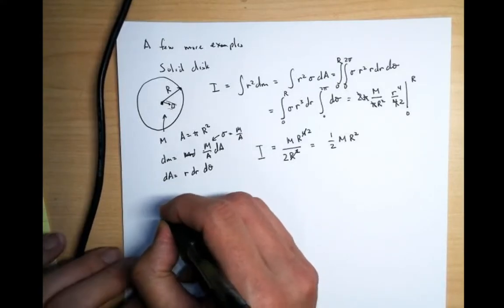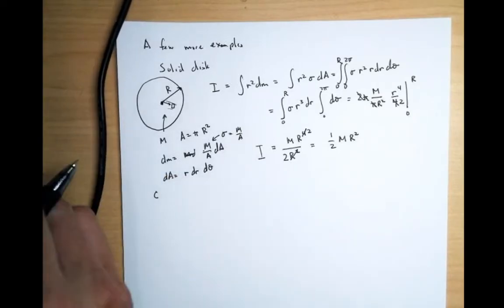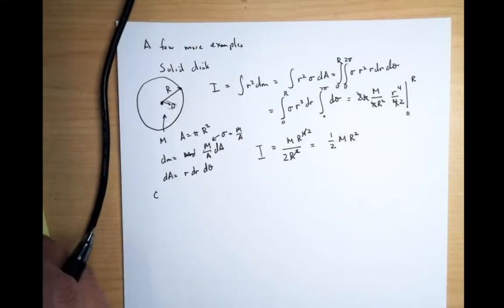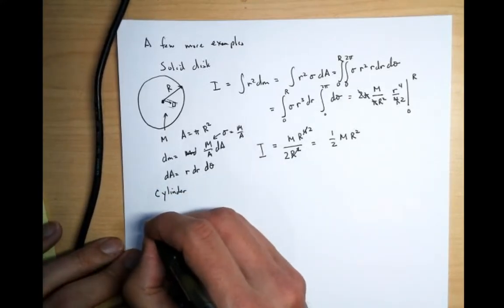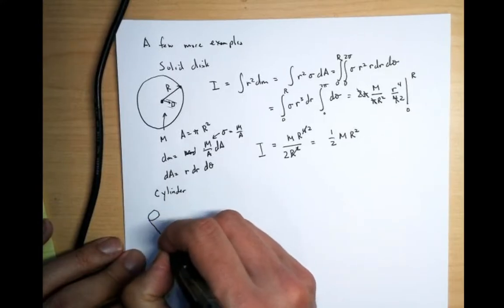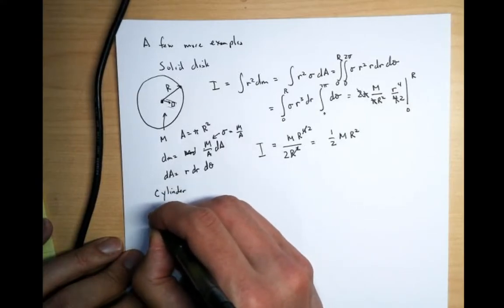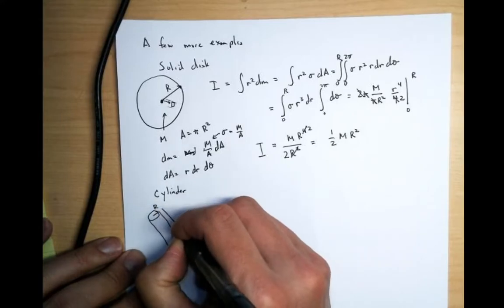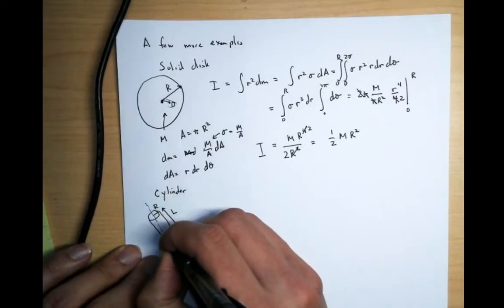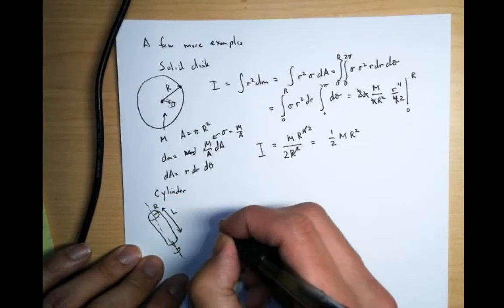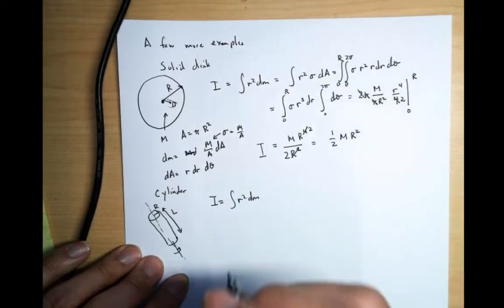Now let's try another one, which is a cylinder. Let's draw this thing. It has a certain radius R and a certain length L, and I'm going to spin it through the axis through the center. That's my axis. So I, again, is just the integral of r squared dm, always that.